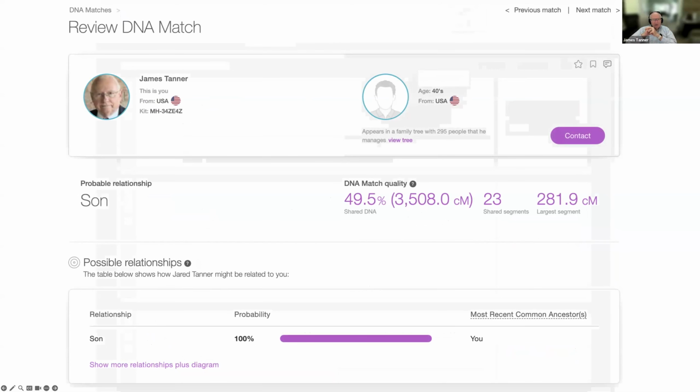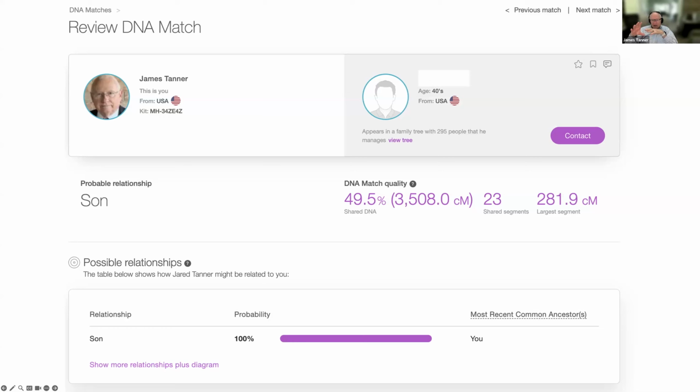So now you can review your matches and how much of that is there. Here's where you get into a little bit of jargon. The jargon here is the number that's in this. It's a percentage, plus there's another number that's got a cm after it. That's centimorgan, and a centimorgan is a measure of the percentage of DNA that matches.